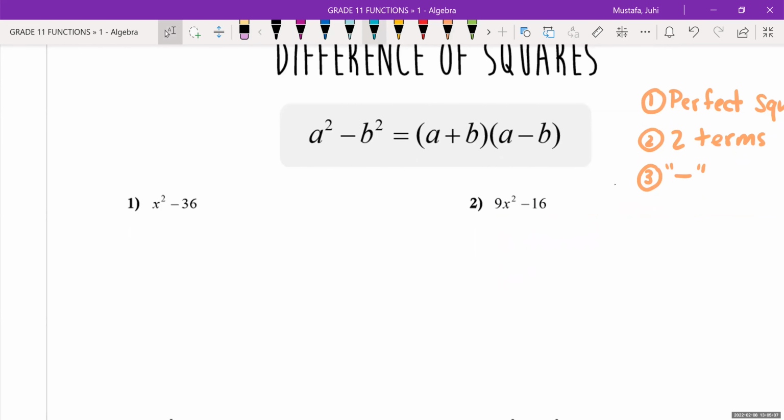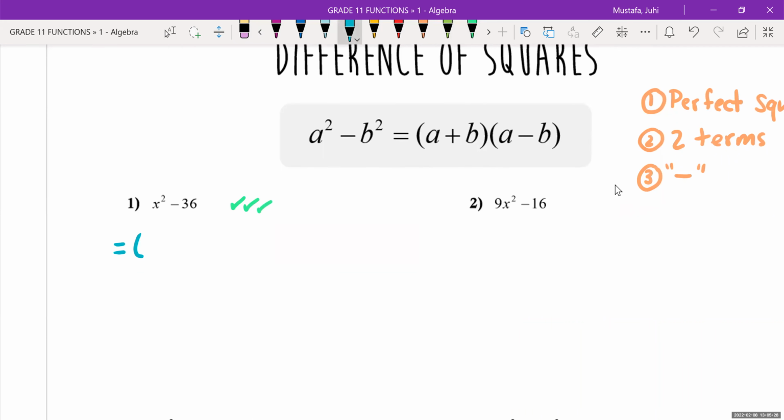So let's look at example number 1 here. Let's see if all of our conditions are met. So we'll do a little checklist. Is 1, by the way, a perfect square? Yeah. So 1 and 36, they're perfect squares. So check. There are only two terms, check. And there is a minus sign between them, check. This is definitely a difference of squares question.